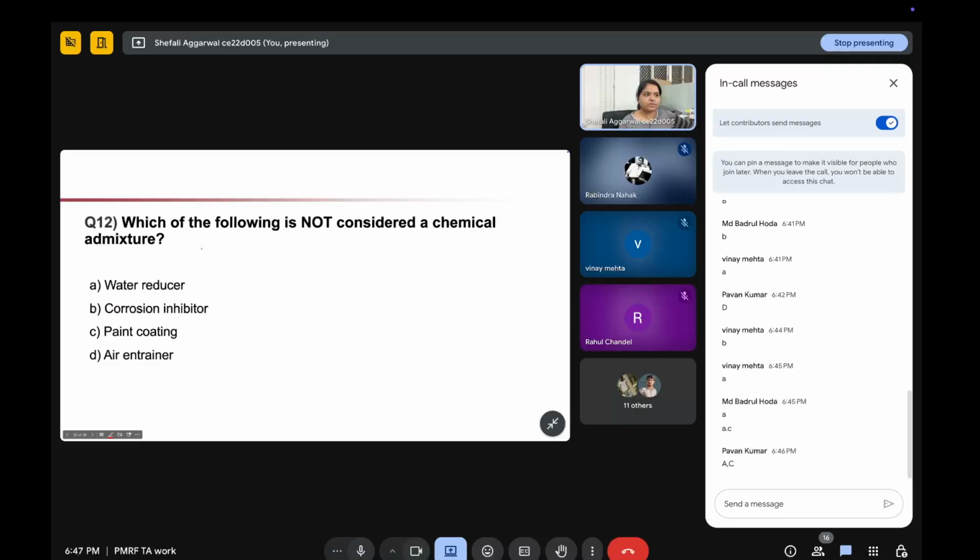Next question is, which of the following is not considered a chemical admixture? Water reducer, corrosion inhibitor, paint coating or air entrainer? C. Correct. Paint coating.